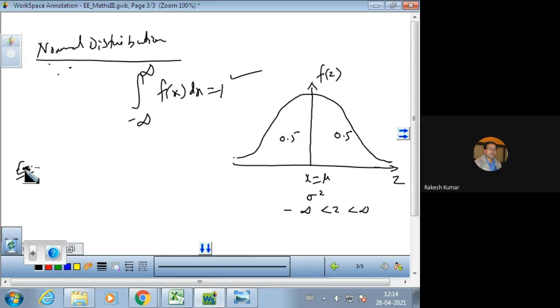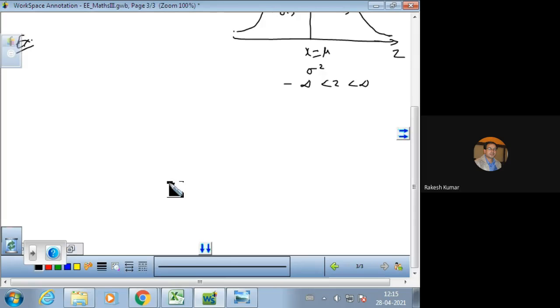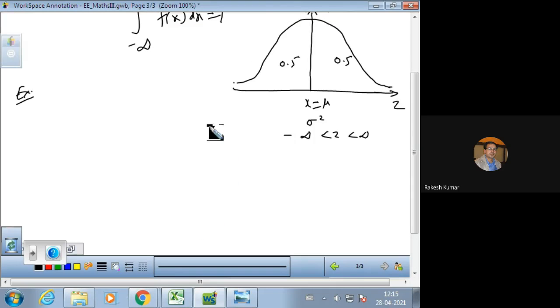The example is: find the value of z in each of the following cases. Now we have the question in converse form. Area is given: the area between 0 and z is 0.3621. Remember, area is given to us. So for this question, we are again drawing the curve.